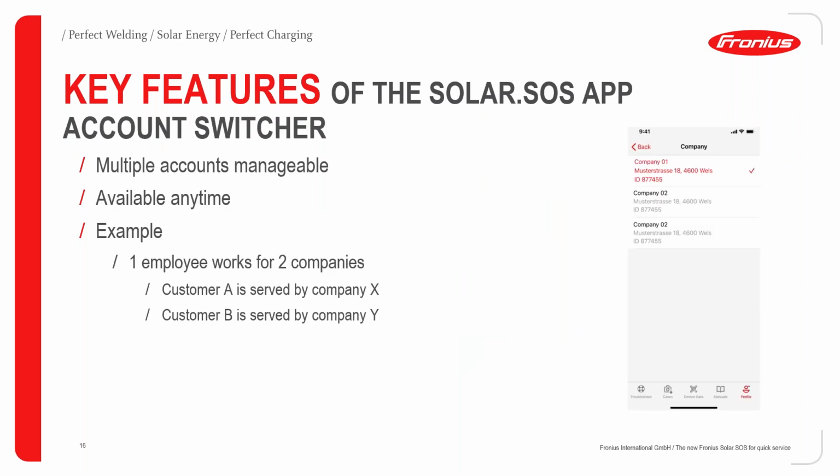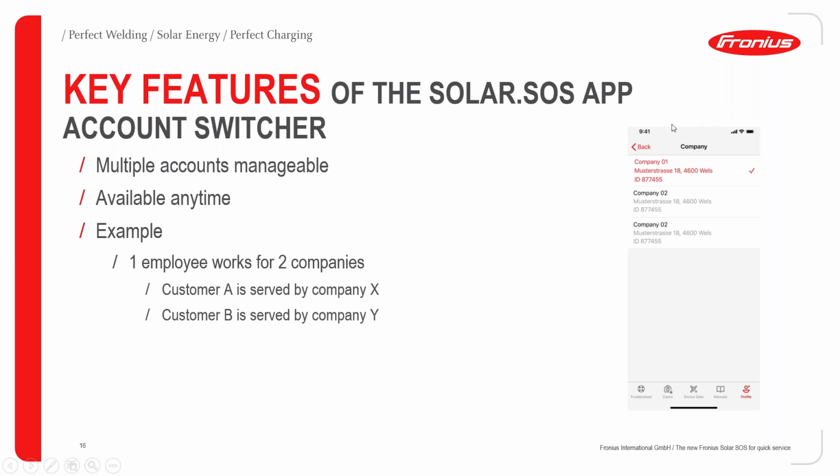Another key feature is of course the account switcher. This comes in handy for installers who are working for multiple companies. An installer is working for company X and for company Epsilon, like in my example down below here. In this case, you can easily switch in the app between those two companies, because of course you don't want to mix up the customers from company X and company Epsilon. You want to differentiate them, and this is possible to do in the SolarSOS app.